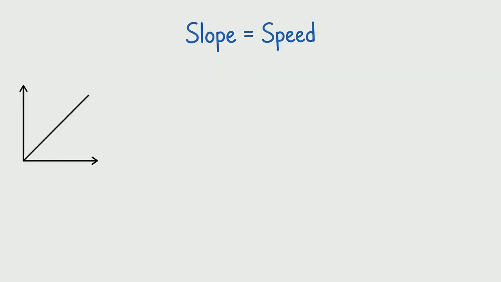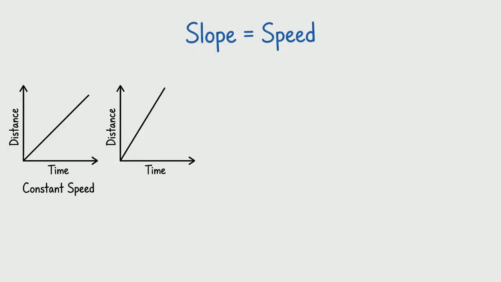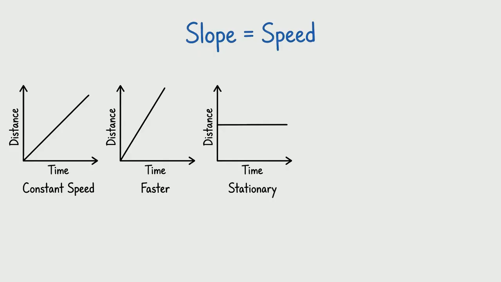Now, the key to reading a distance time graph is the slope. The slope tells you the speed. If the graph is a straight line sloping up, the object is moving at constant speed. The steeper the line, the faster it's going. If the line is flat, horizontal, it means the object is not moving at all. Time is passing, but distance isn't changing.